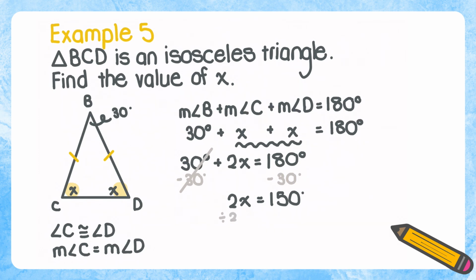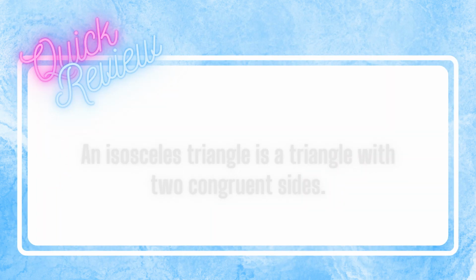Next, we'll divide both sides by 2, and we are left with x equals 75 degrees. So here, once again, we use the fact that the base angles of an isosceles triangle are congruent to each other. So today, we talked about isosceles triangles.